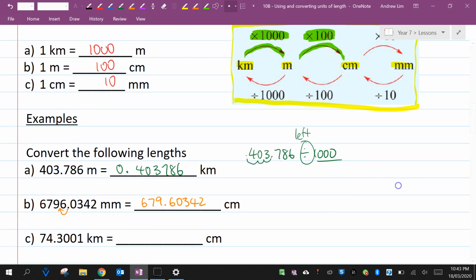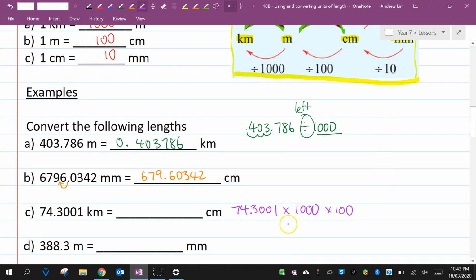So that means we've got our 74.3001, and we're going to times by 1,000 to turn it into meters, and then times it by 100 again to turn it into centimeters, which means we're going to move the decimal point to the right 3 times, and then to the right again another 2 times, which means we're going to move it to the right 5 times in total. 1, 2, 3, 4, 5. Which means there's going to be an extra 0 there. So our final answer is 7430010 centimeters, or 7,430,010 centimeters.